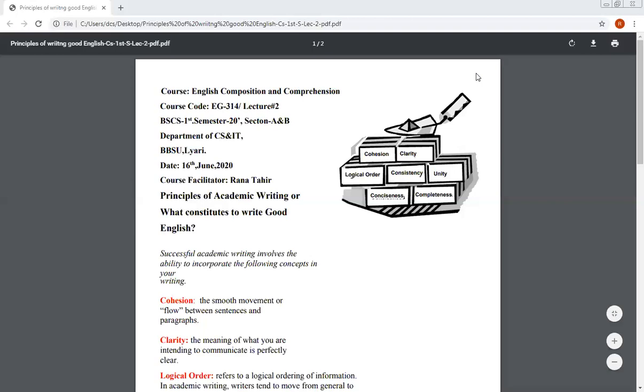Today's lecture is mainly based on, or rather I would say the continuation of, the previous topic that we had studied. But somehow it is a bit different in some ways, and that is the reason we would like to see through all those different aspects. So today we will be studying the principles of academic writing, or what constitutes writing good English.